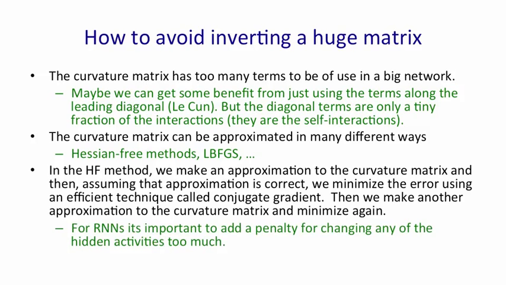It's also important in recurrent neural networks to add a penalty for changing any of the hidden activities too much. That would prevent us, for example, from changing a weight early on that causes huge effects later on in a sequence. We don't want to get effects that are too big, and if we look at the changes in the hidden activities, we can prevent that by penalizing those changes. If we put a quadratic penalty on those changes, we can combine that with the rest of the Hessian free method.